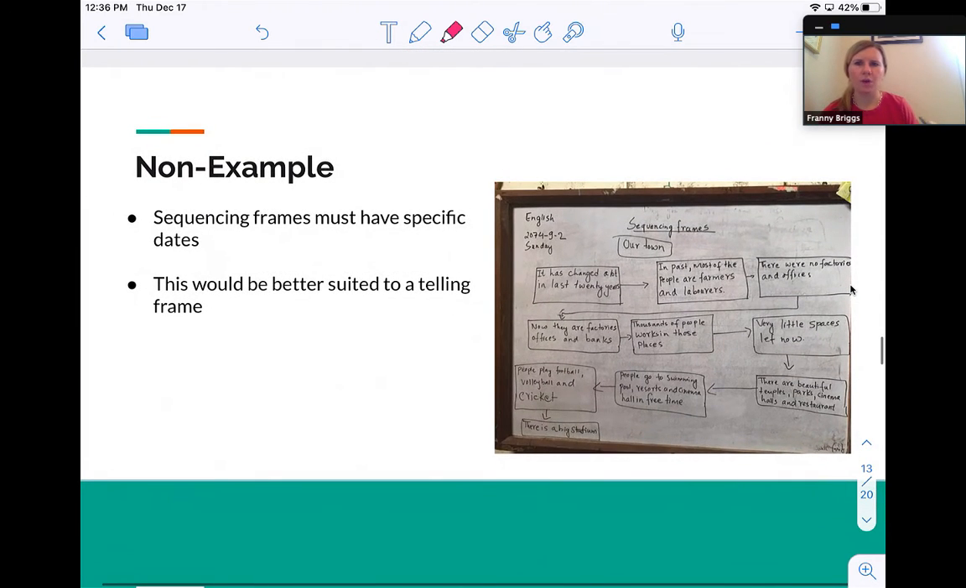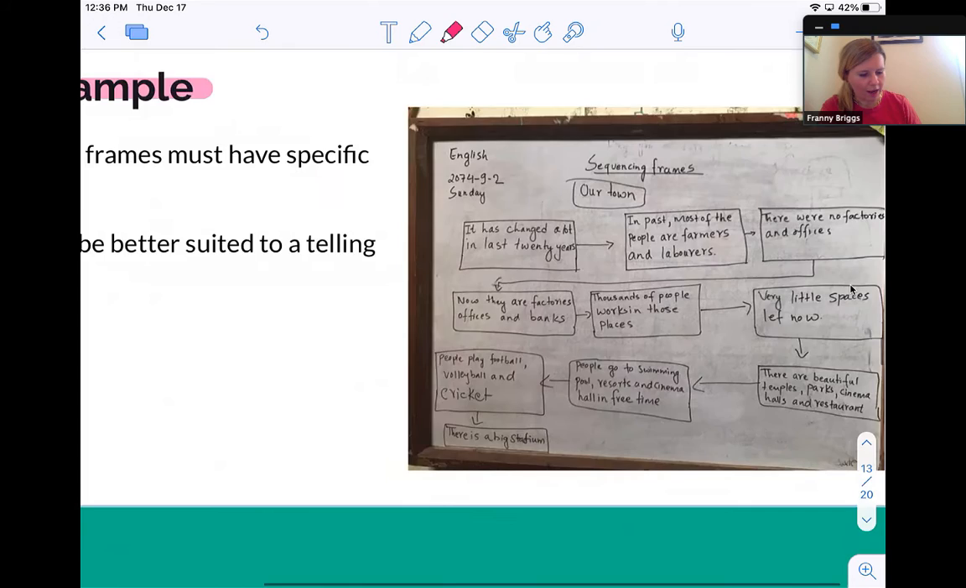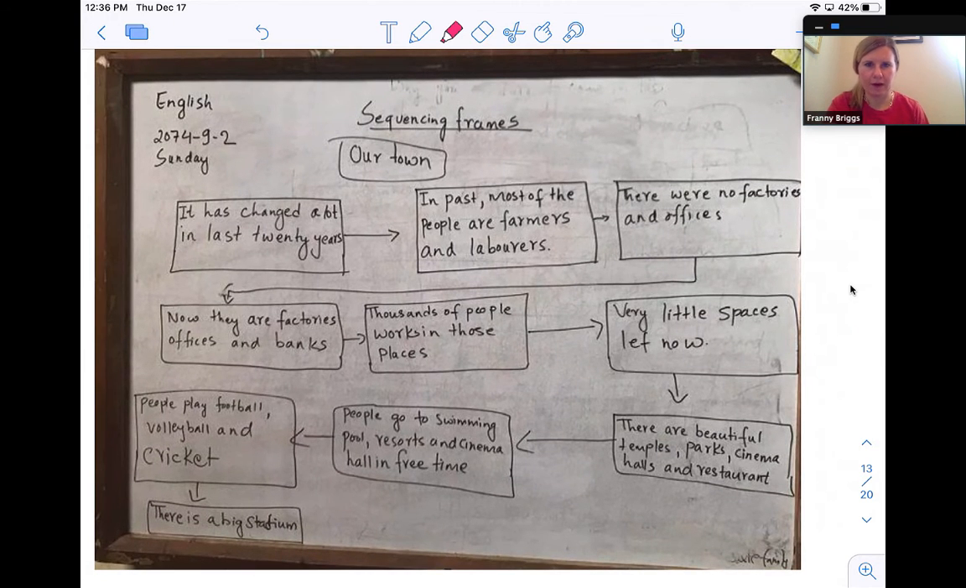Okay, so this is a non-example, meaning that this is something that you would not want to use a sequencing frame for. This is an old class 3 example from Coppola. So this sequencing frame is about our town, Surkhet, and it's talking about how Surkhet has changed over time. So you hear time and you think, okay, yeah, sequencing frame, time. But if you look at the content of these boxes, of these events, it's really not a sequencing frame.